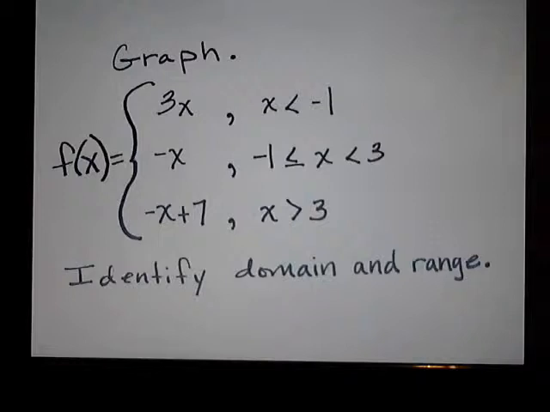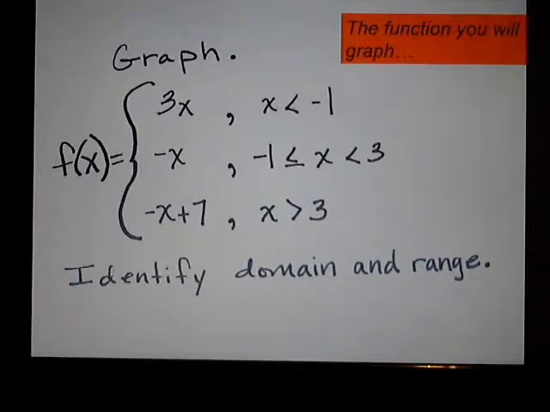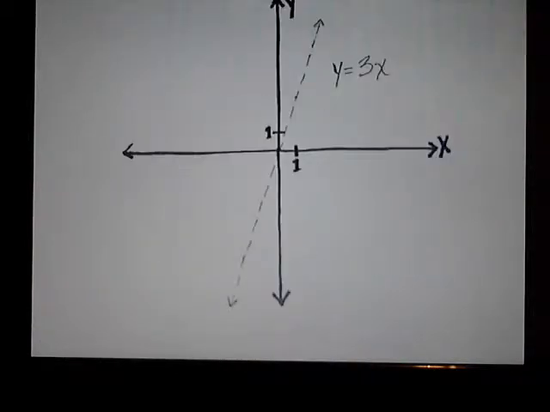And what this means is that the function you will graph has 3 pieces of different lines. You will have the line y equals 3x, the line y equals negative x, and the line y equals negative x plus 7. Then we're going to do domain and range. So let's graph all of those lines.